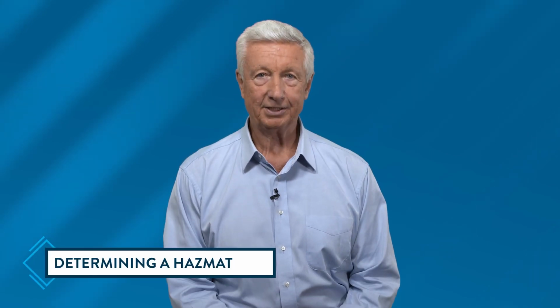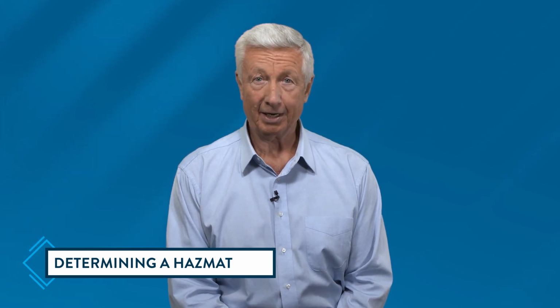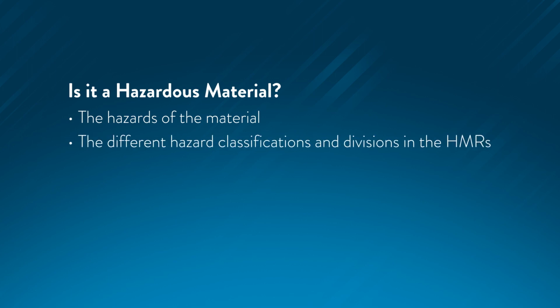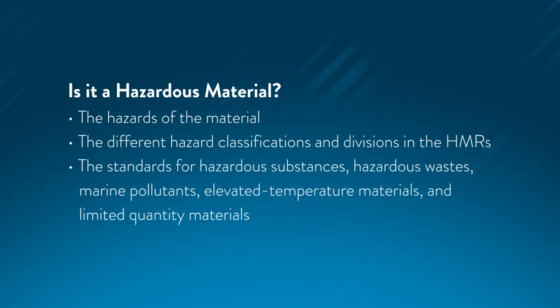The first step in shipping a material is determining what it is and if it is subject to the HMR. In other words, is it a hazardous material? For you to determine whether a material is hazardous, you must know the hazards of the material as well as the different hazard classifications and divisions in the HMRs. You must know the standards for hazardous substances, hazardous wastes, marine pollutants, elevated temperature materials, and limited quantity materials. I know that's a lot to remember, but no worries. We'll get through each of these steps in more detail right now.